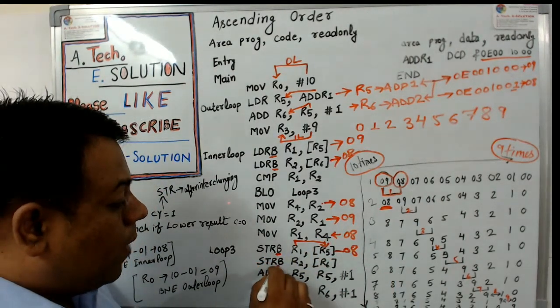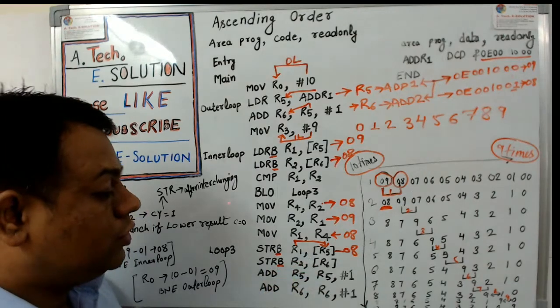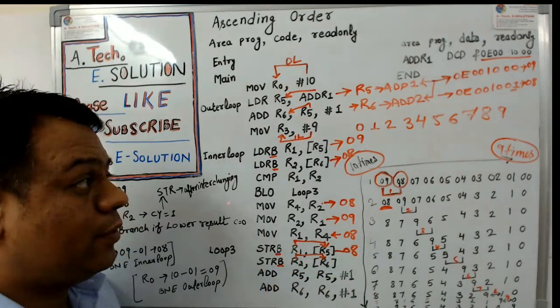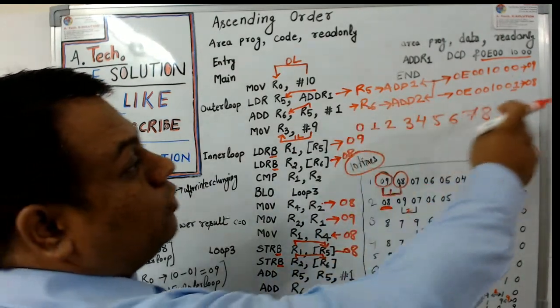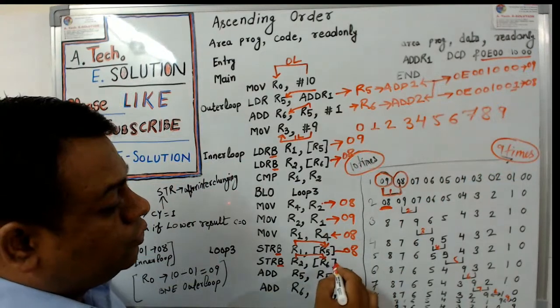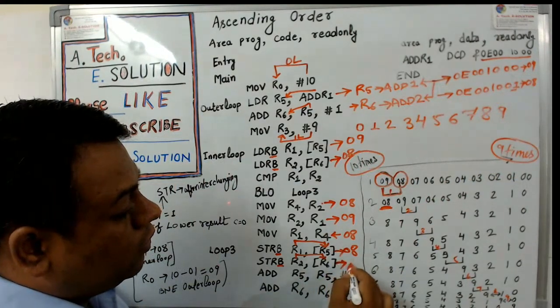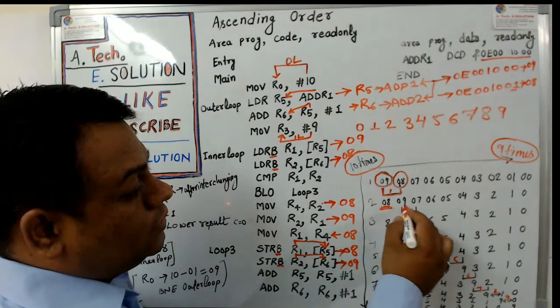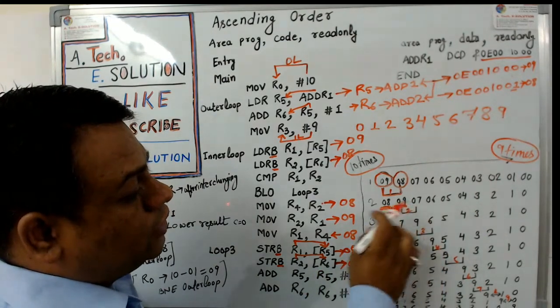Store byte in R2 register to the memory location R6. The R6 memory location is 01, this one. So we have to store 09 right here. So in the next step we have interchanged these two numbers.